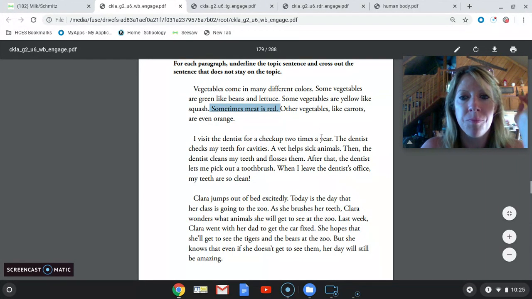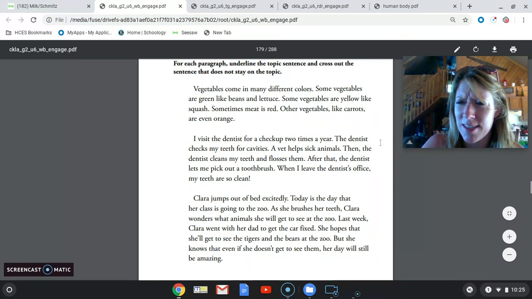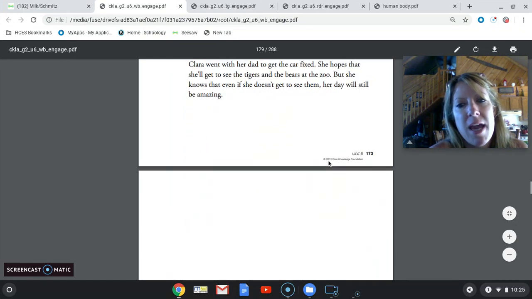So that's all you have to do. Read the paragraphs, underline the topic sentence, and cross out the sentence that just doesn't fit, that doesn't make sense, okay? And submit this page.